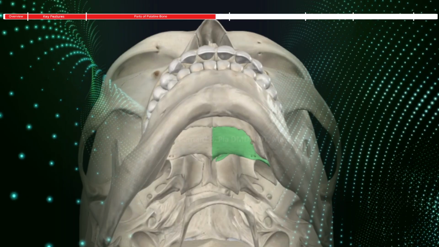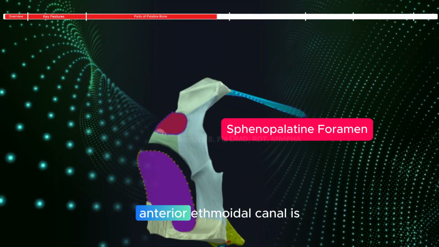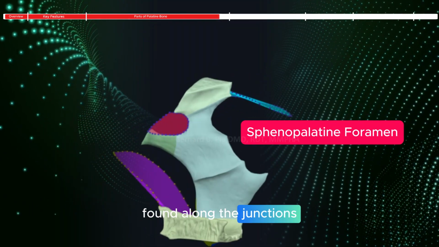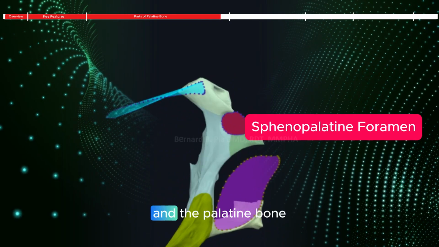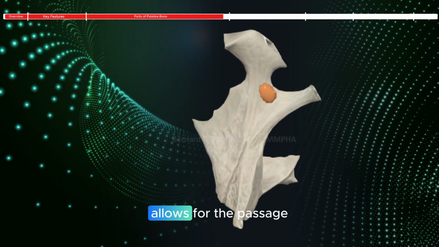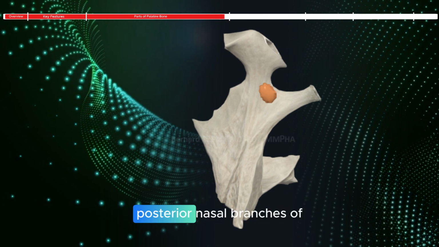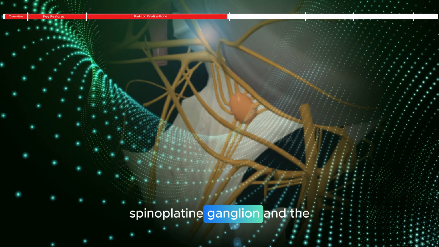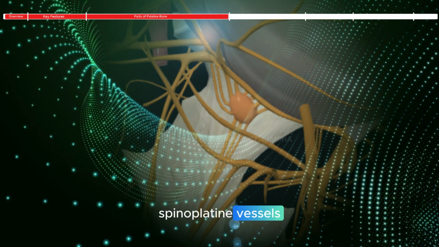10. The sphenopalatine foramen is a small opening found along the junction between the sphenoid bone and the palatine bone. The sphenopalatine foramen allows for the passage of the superior posterior nasal branches of the pterygopalatine ganglion, sphenopalatine ganglion, and the sphenopalatine vessels.